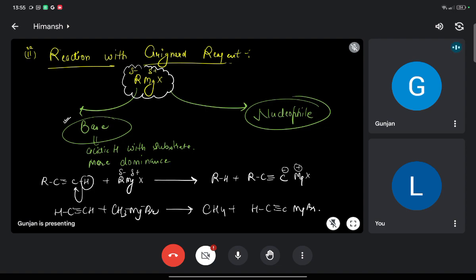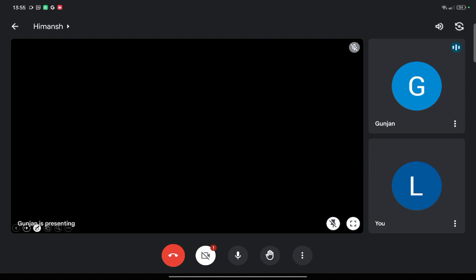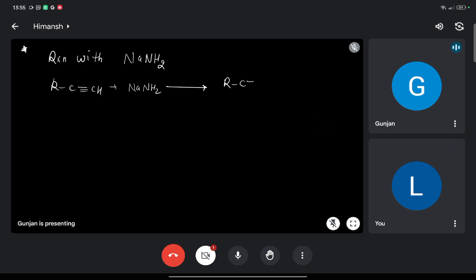The next reaction is with NaNH2. We already know the reaction with NaNH2. If we have any alkyne having acidic H and we react it with NaNH2, then C triple bond C negative Na positive will be created and ammonia gas will be removed. Correct? Yes, ma'am. And accordingly, we can attack this on any alkyl halide.